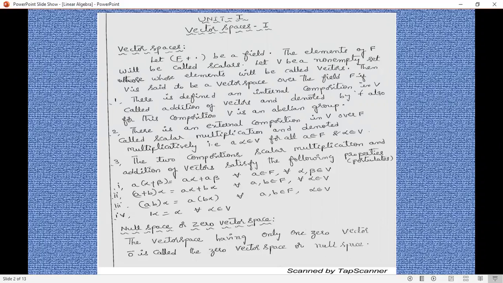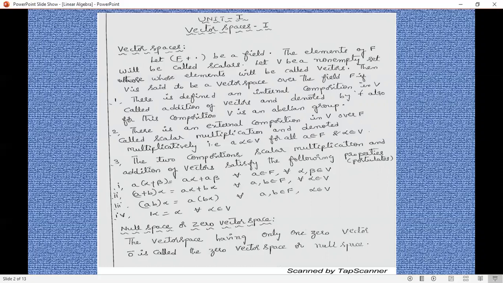Listen carefully. Let (F, +, ·) be a field. The elements of F will be called scalars. Let V be a non-empty set whose elements will be called vectors. In this vector space we are taking a field and the vector set. We use scalar elements in the field and vector elements in V. Then V is said to be a vector space over the field F if V(F) satisfies the following properties.